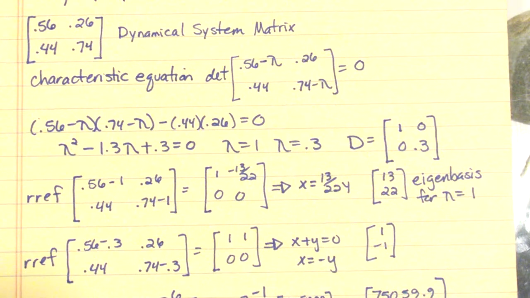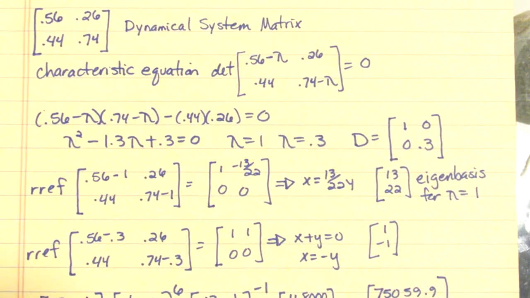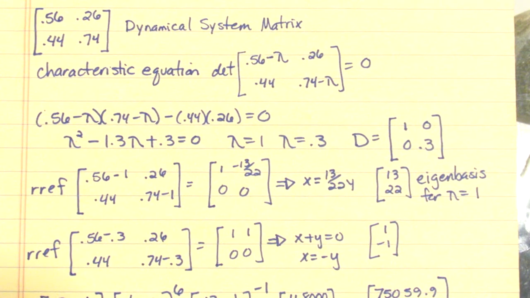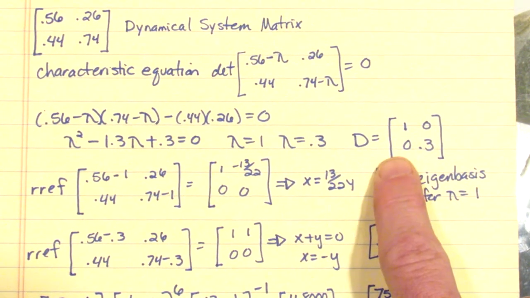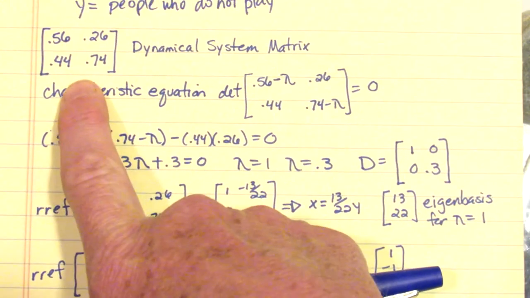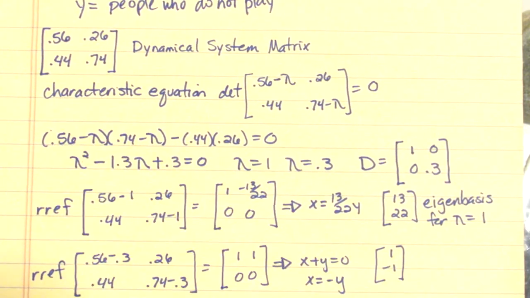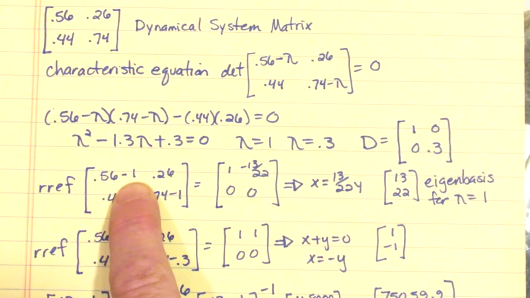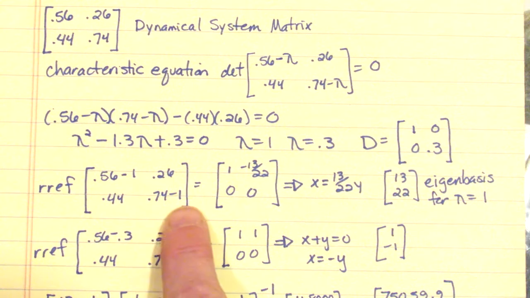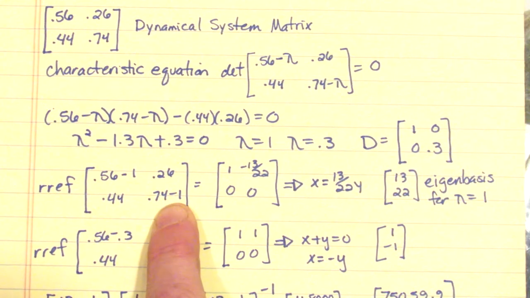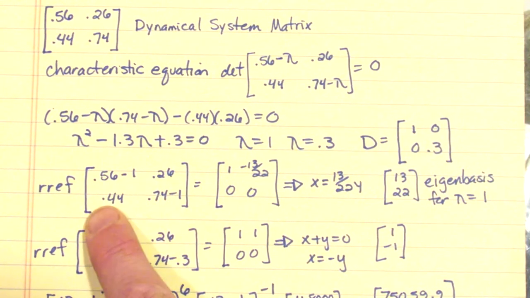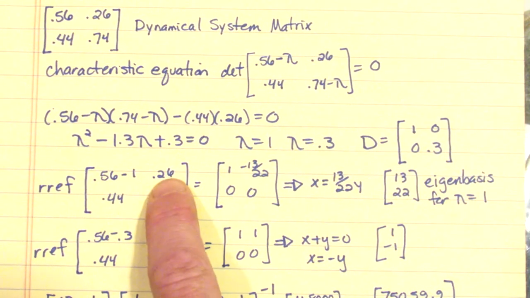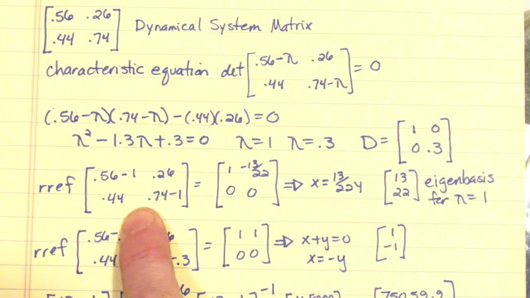Then to finish building the system, we need to find that other matrix that is often called P that works in concert with D to equal our original dynamical system matrix. So I want to RREF 0.56 minus the first eigenvalue, and then in the diagonal I also subtract that first eigenvalue, and I leave these other two values the same, and I do the reduced row echelon form on that.